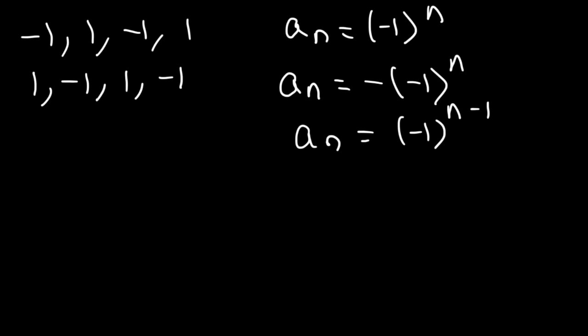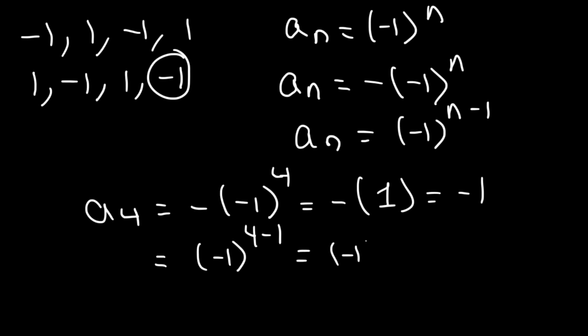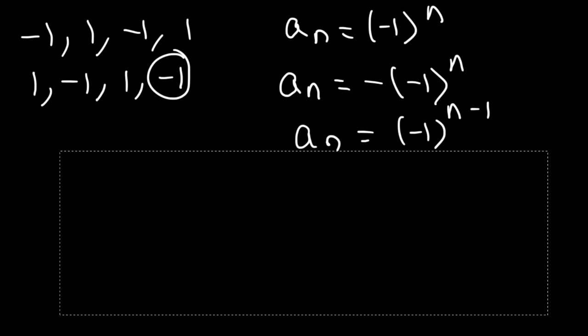Both will work. For example, let's try to get the fourth term. Using the first equation, it's negative 1 to the fourth power. Negative 1 to the fourth power is positive 1, times the negative on the outside will give us negative 1. If we use the other equation, negative 1 to the 4 minus 1, which is negative 1 to the third power, because the exponent is odd, overall it's going to be negative. So both equations will work in that example.